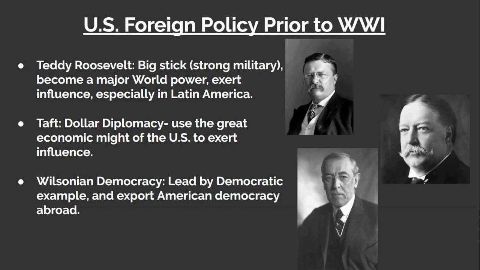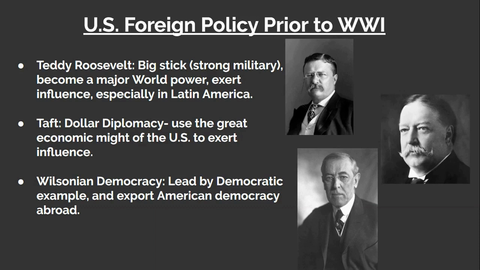Then the next president after him was Taft, and that was dollar diplomacy he used. So he wanted to use the great economic might of the United States to exert influence. By this point in time, America either has the strongest economy or the second strongest economy to Great Britain in the entire world. And so with that, we're able to, both with our private business, but also our government, throw some dollars around the world and buy influence.